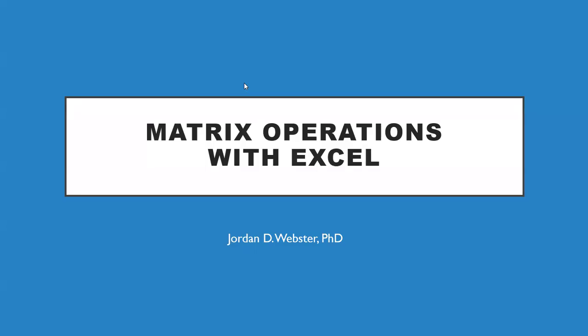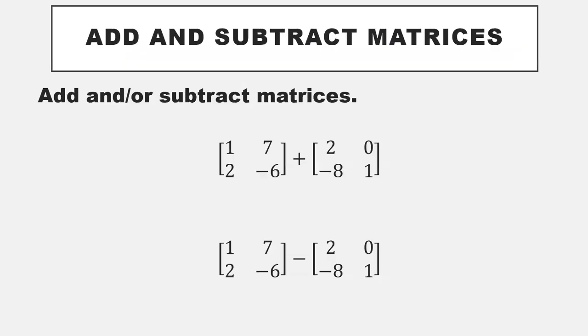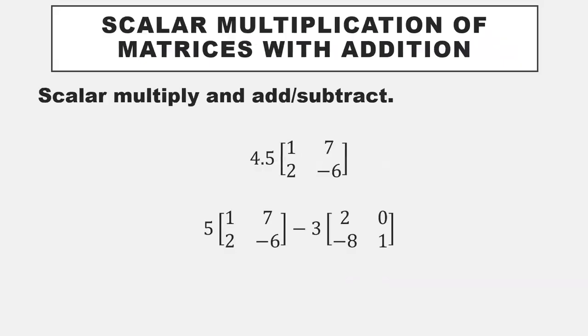In this video, we're going to take a look at how to do some operations with matrices with Excel. So let's start by adding and subtracting matrices. I'll take two matrices that you see here, and then I'll add them and subtract them. And while we're doing that, let's go ahead and do some other operations.